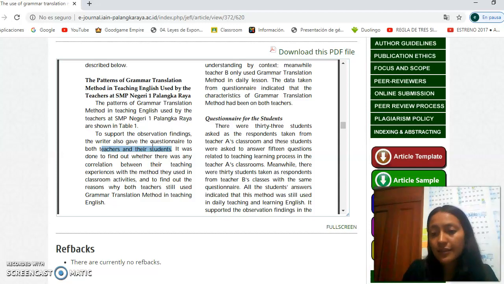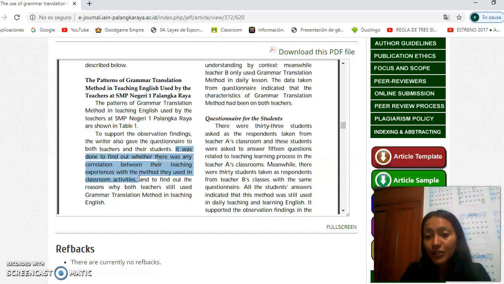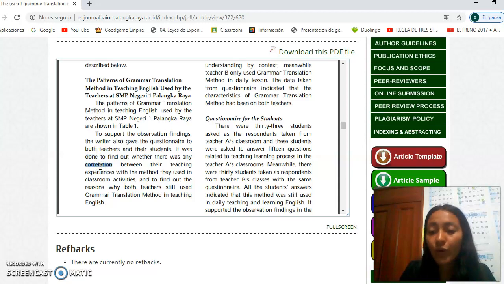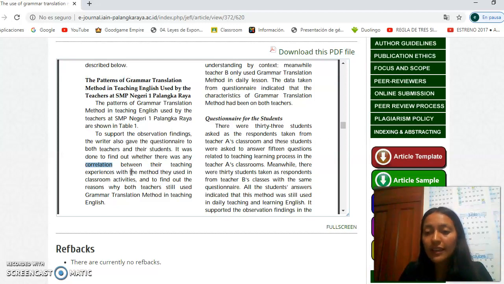And also something interesting that I found is this. It was done to find out whether there was any correlation between their teaching experience and the method they use in classroom activity. The curious thing for me is that word, correlation, because correlation belongs to quantitative research. And for all the information and results that he gave in this article, you can say they are taken from a qualitative research.